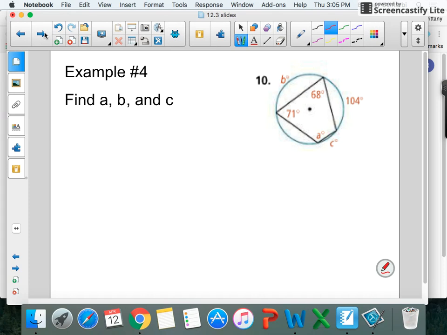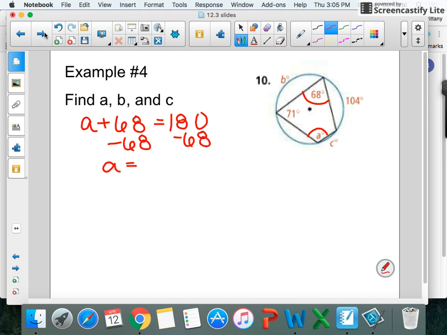And our last example was a quadrilateral. Just the thing to remember with quadrilateral is that the opposite angles inside the quadrilateral are supplementary. So right here, we've got a pair of opposite angles. We've got A and 68. So we've got A plus 68 equals 180. So when we subtract 68 from both sides, we get A equals 112 degrees.